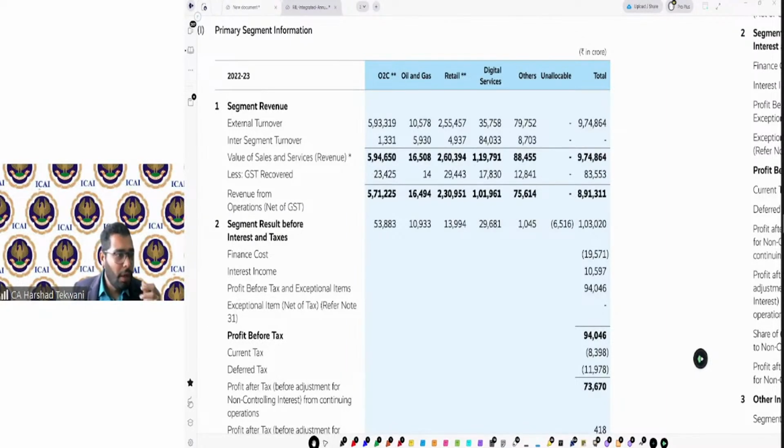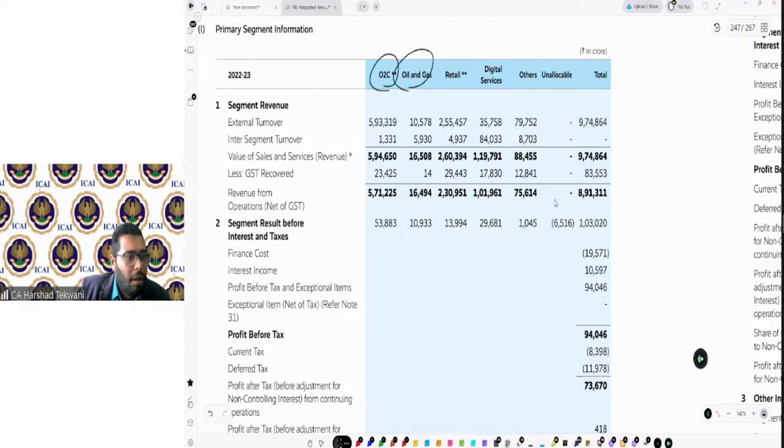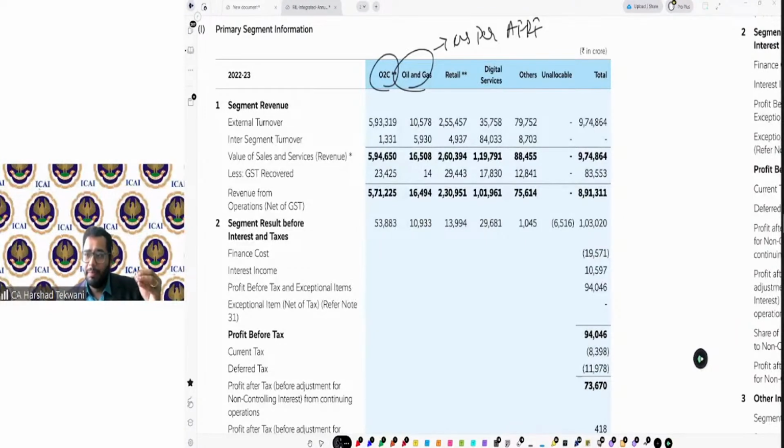Now, how can I ensure this segment information which you are seeing over here is as per the applicable financial reporting framework? Management has prepared this segment information and segment grouping. How will you make sure that this is as per the applicable financial reporting framework, and that the presentation and disclosure of this segment is appropriate? What will you do?